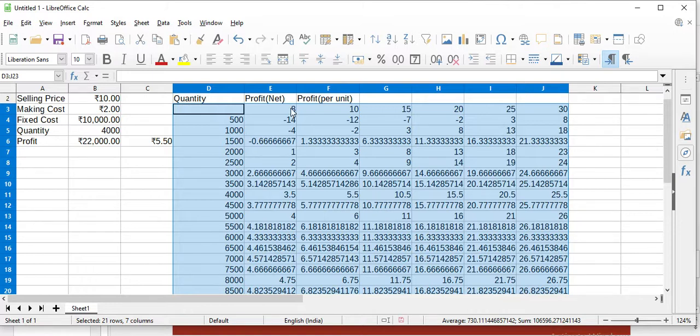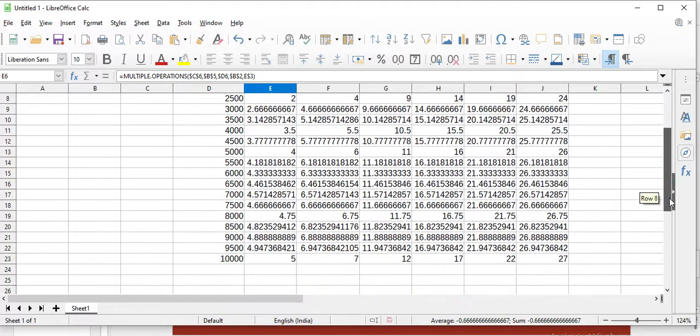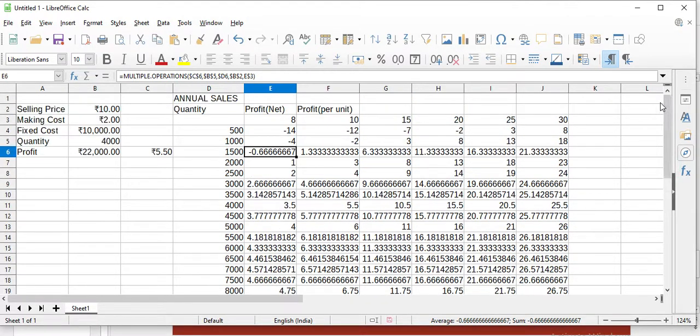For an 8 rupees pen, I will get this much loss for my per pen. This is the profit per unit. Whatever the profit per product will be, this is the profit for that product. It can change if your quantity is more and the selling price is more. Like this we can use the multiple operations for different calculations. Here you can see the profit is on your per unit.